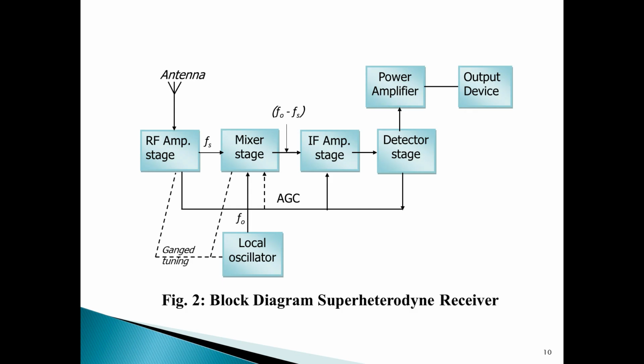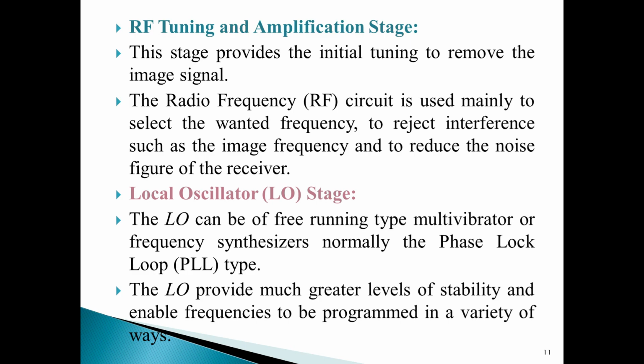You can see the RF stage and the mixer, all ganged, with the input from the local oscillator. Then the output is fed to the IF amplifiers, then the detector stage, power amplifier, and to the output. The stages. The tuned radio frequency stage provides the initial tuning to remove the image signal. The radio frequency circuit is used mainly to select the wanted frequency, to reject interference such as the image frequency, and to reduce the noise figure of the receiver.